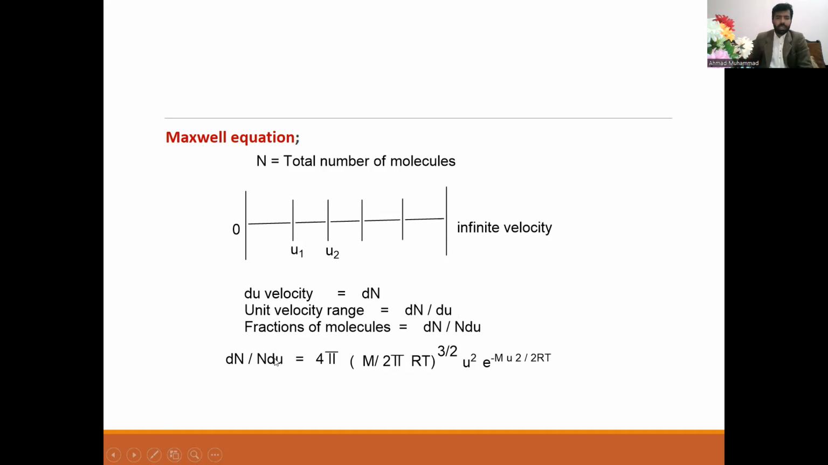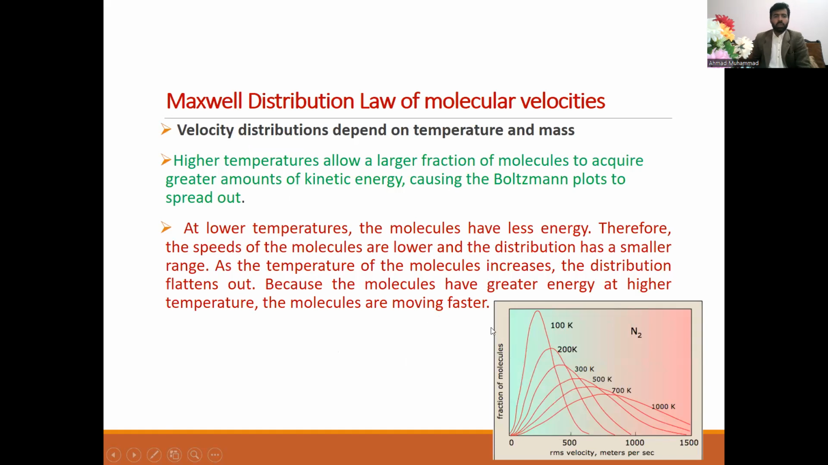Then the equation dn over du is equal to the Boltzmann term, like 4 pi (m over 2 pi RT) to the power 3 by 2, u square, e to the power minus u square over 2RT. So in explanation of the Maxwell law of molecular velocity, the velocity distribution depends upon the temperature and mass.